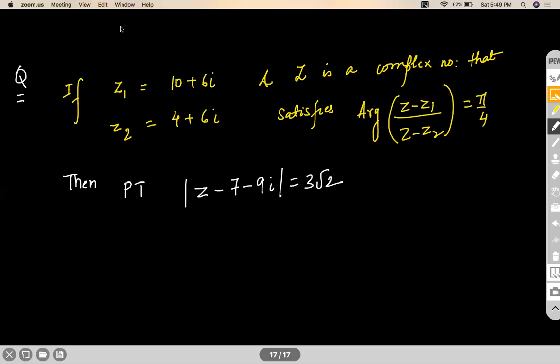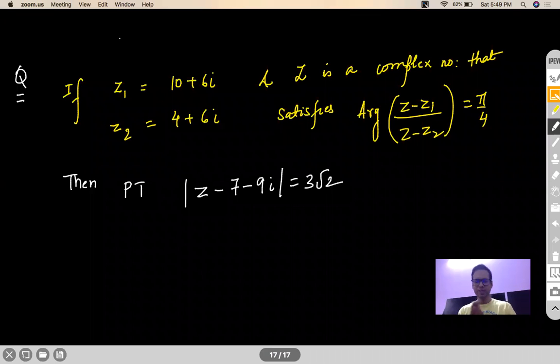Very good, Gayatri. Yes, Z moves on a circle. In fact, you can say on an arc of a circle. Absolutely good. Okay, guys and girls, please pay attention to this. This is a very interesting and very good question, actually.